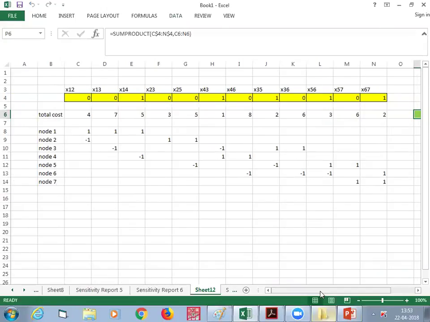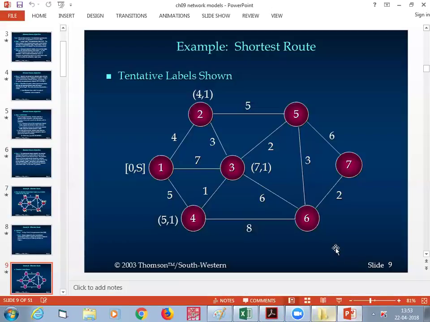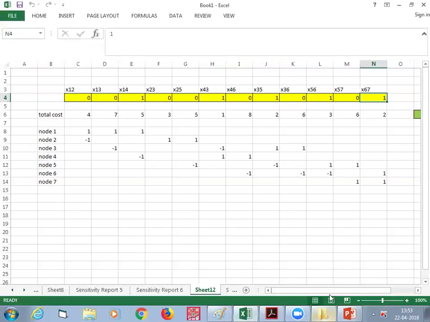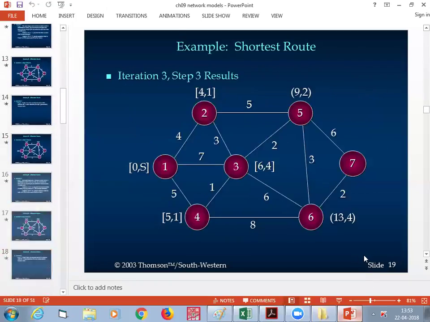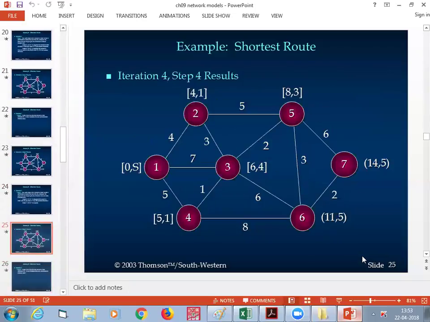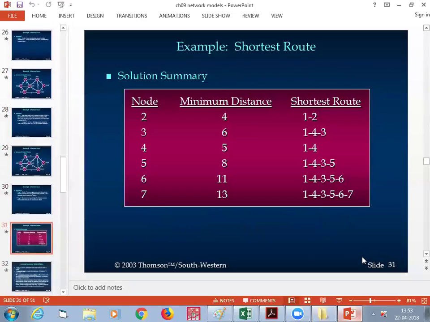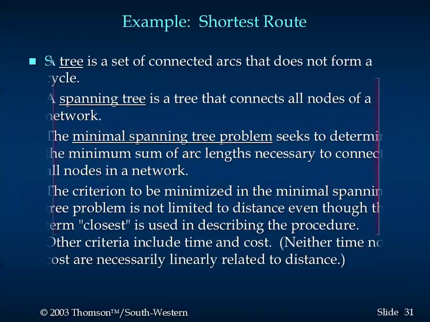So 1 to 4, 4 to 3, 3 to 5, 5 to 6, 6 to 7. Is that what they got? And the distance is 30. That's what they got? I think so. Okay. Yeah, 1, 4, 3, 5, 6, 7. Right? Very, very simple. All right, good. So, really simple problem that was.